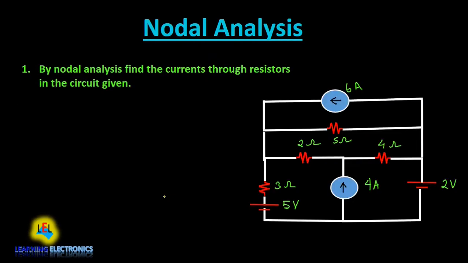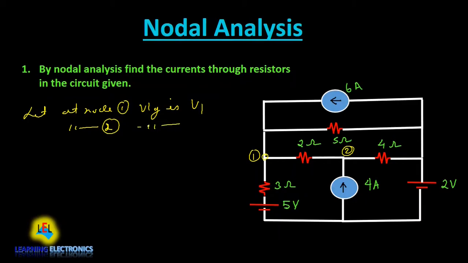Now let us solve another question. By nodal analysis, find the current through resistors in the given circuit. So here we assume the node voltages. This is node number 1 and let this be node number 2. Let the voltage at node 1 be V1 and at node 2 be V2. So here we are taking V1, here we are taking V2.